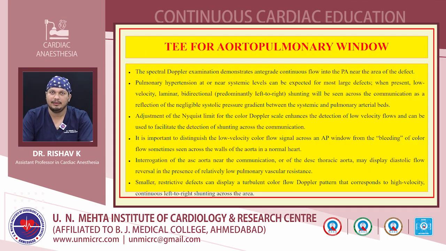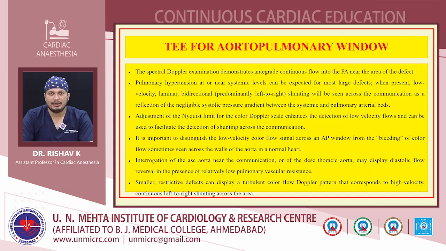Continuous wave or pulse wave Doppler can be used to demonstrate continuous flow into the PA near the area of the defect. Pulmonary hypertension at or near systemic levels can be expected for most large defects, given the continuity at such a proximal level in the great arteries when present. So we can see here low velocity laminar bidirectional shunting across the communication as a reflection of the negligible systolic pressure gradient between the systemic and the pulmonary arterial beds.